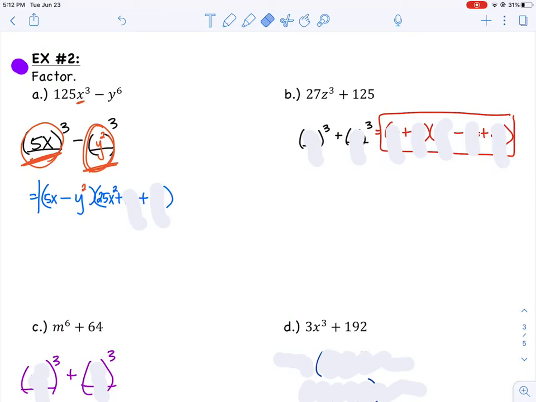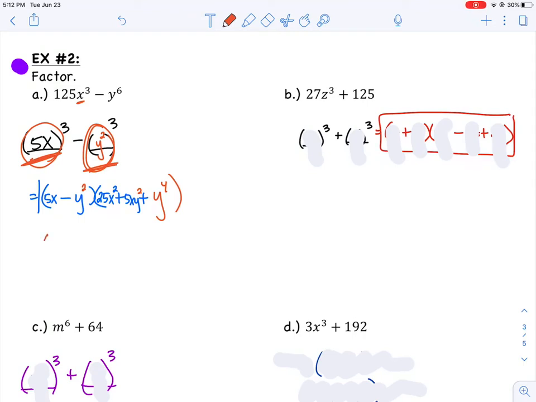Now it's the two terms multiplied together. So I should have a 5x times a y squared. Be careful there. You should have a 5xy squared. And then it's my last term multiplied by itself. So what's y squared times another y squared? You should get y to the 4th.